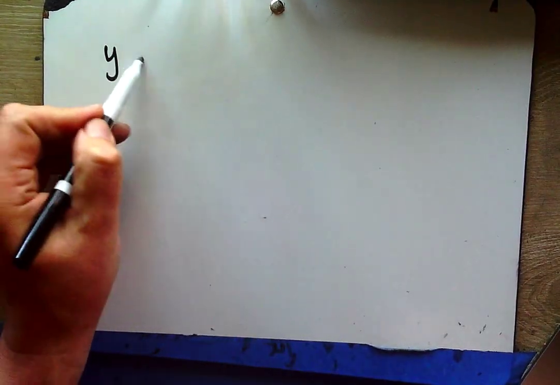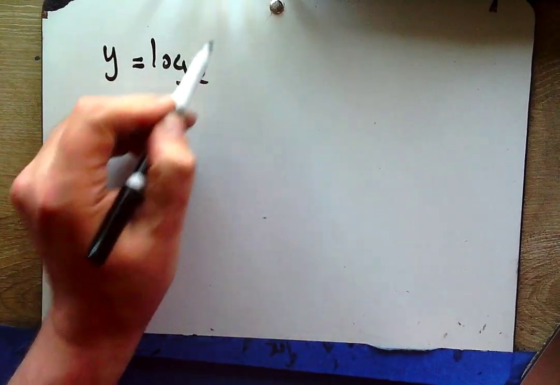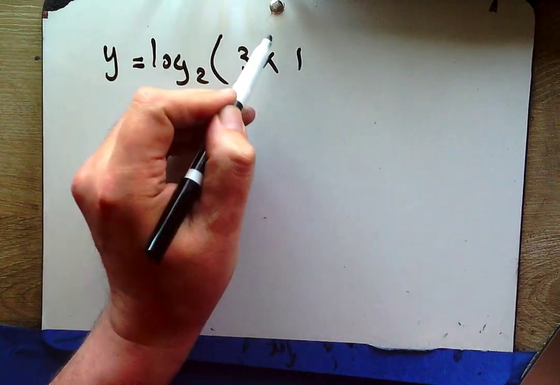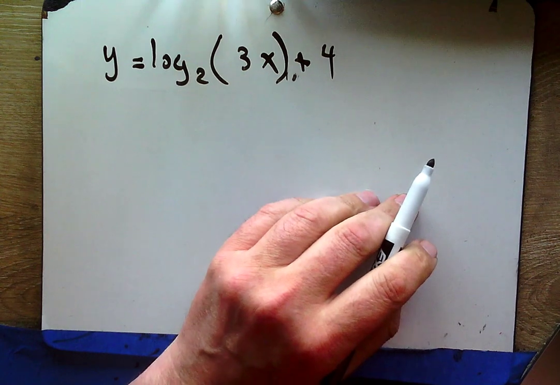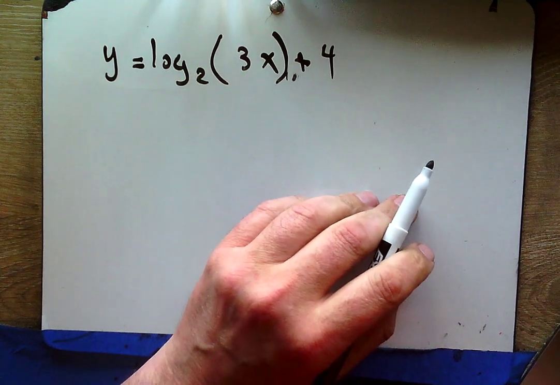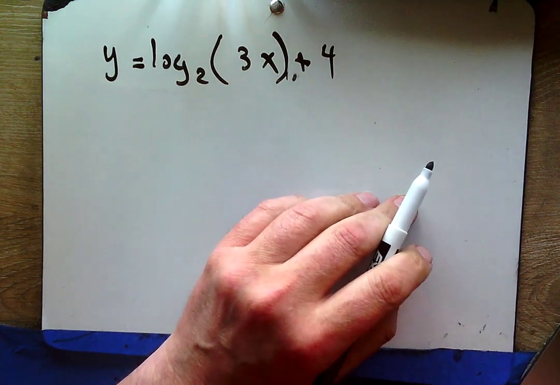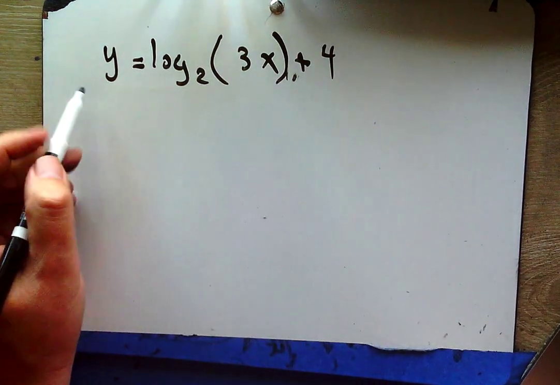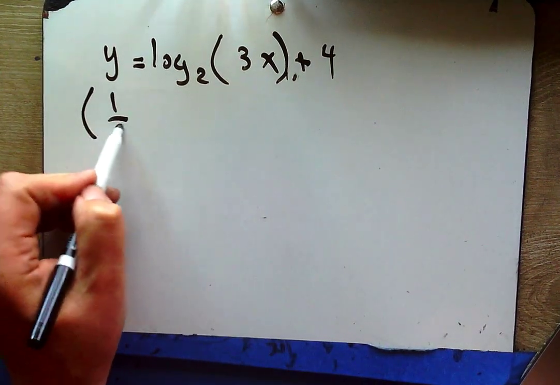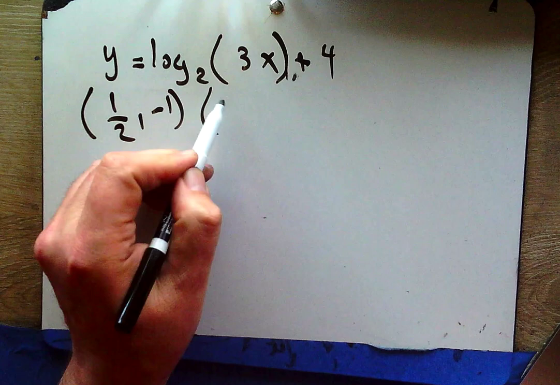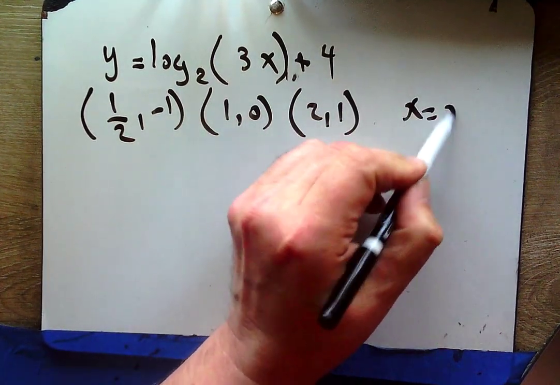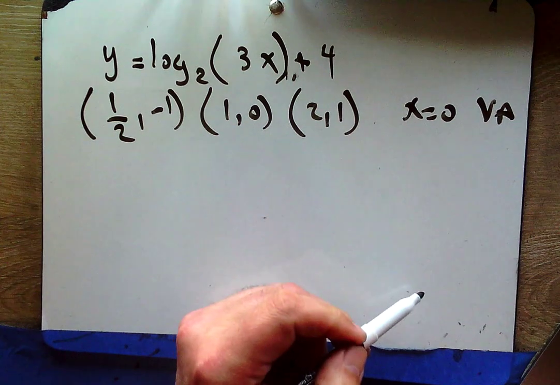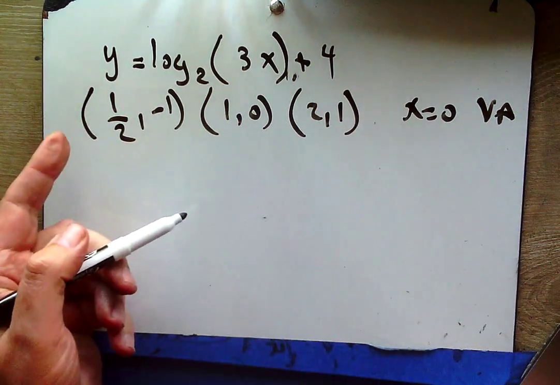Can you graph for me y equals log base 2 of 3x plus 4? Give that one a try. Hey, welcome back. What were your reference points? Did you have 1 over 2, negative 1; 1, 0; 2, 1; and x equals 0 for a vertical asymptote? Because that's what I got.